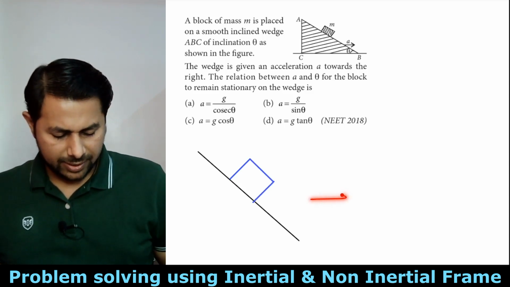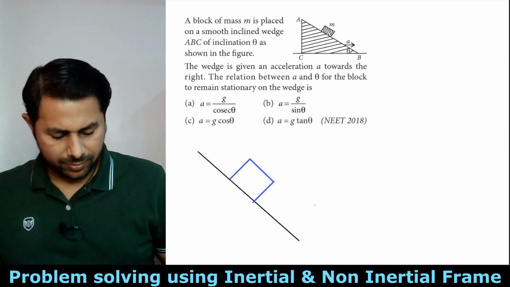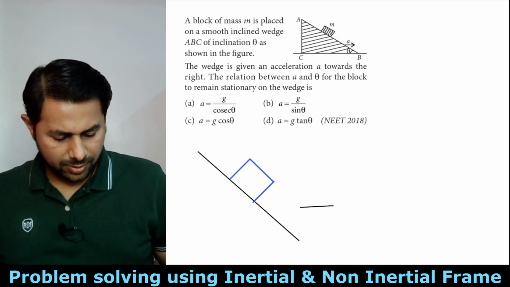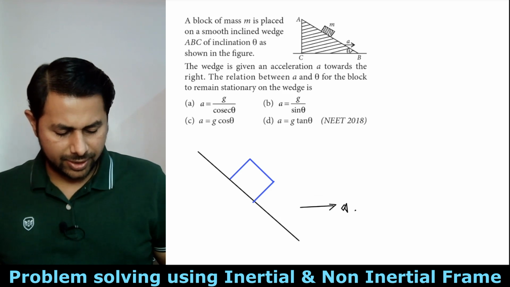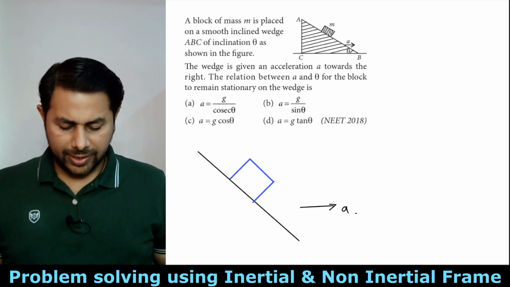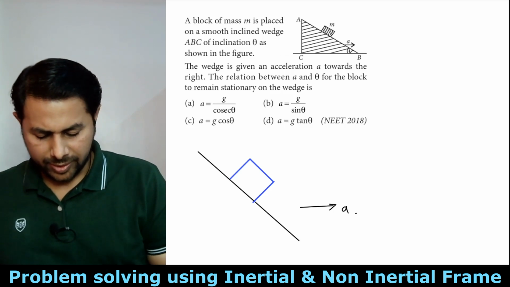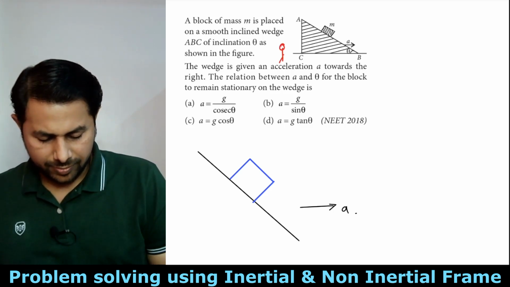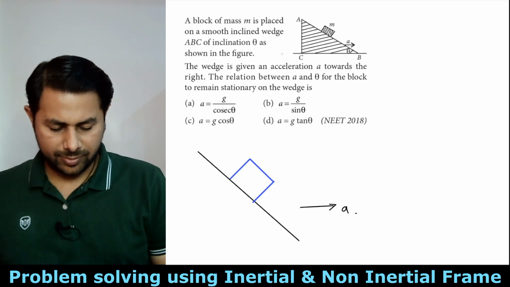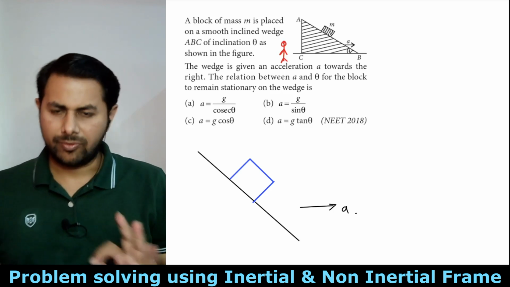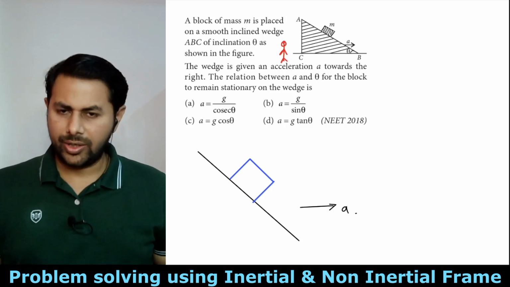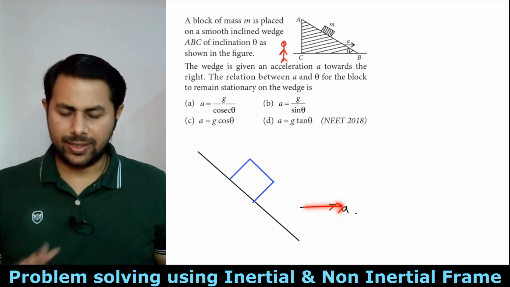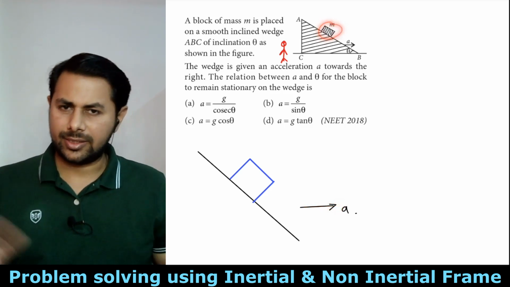Now see, the system is accelerating in this direction. The whole system is accelerating in this direction, and the acceleration is a. Now once again, let's consider an inertial observer who is here and watches that system. For him, the system is accelerating in this direction. The block is also accelerating in the same direction.